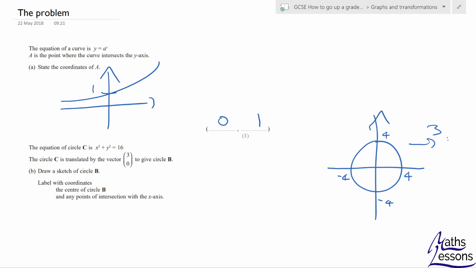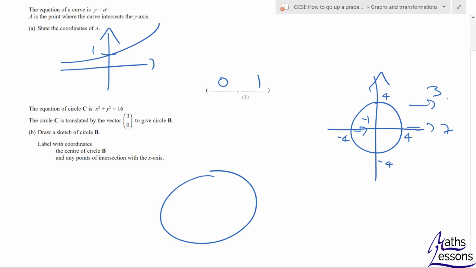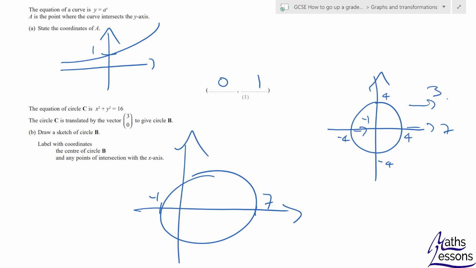So we need to draw a sketch of that. Axes roughly in the right place, there's minus 1 and 7 on the axis. And we need to label the coordinates of the centre, which is at (3, 0). So that's what we do. We need to put the points where it crosses the axis, minus 1 and 7.